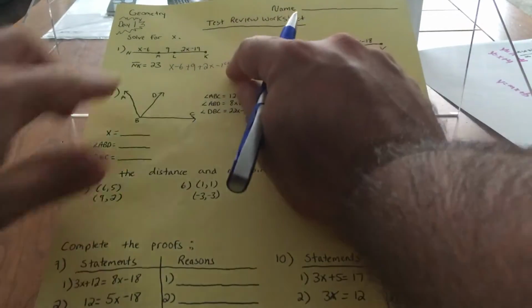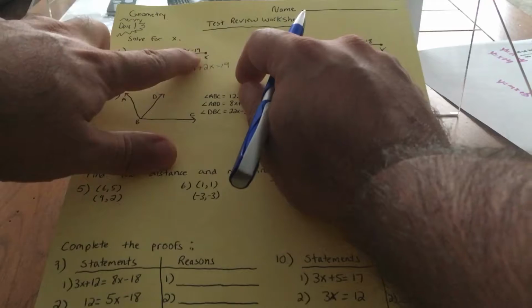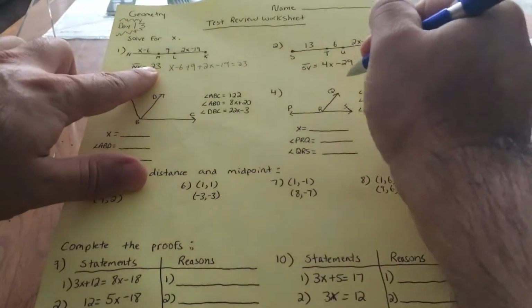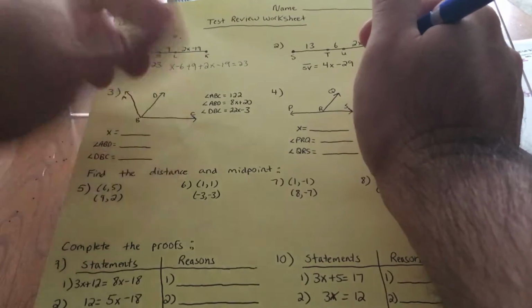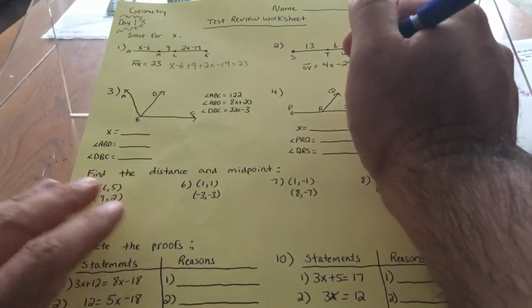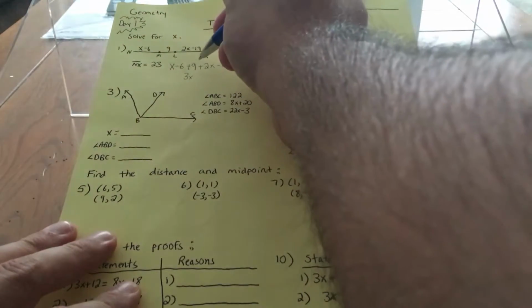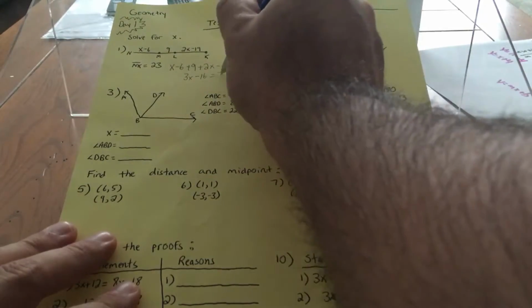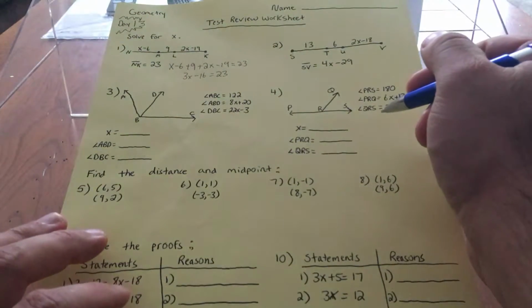So what you have to do is basically add all these up, set it equal to 23, and solve for x. So this is x minus 6 plus 9 plus 2x minus 19. All of these numbers come from these segments up here, and then that's going to be equal to the whole segment, which is 23. All right? Then from there, you have to combine like terms. So x plus 2x is 3x. Negative 6 plus 9 is 3. Minus 19 is negative 16. And that's equal to 23.